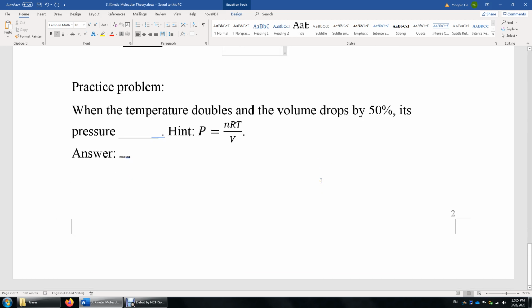Now finally, the practice problem for you to work on. When the temperature of a gas doubles, so this T doubles, and the volume drops by 50%, how does the pressure of the gas change? The answer is in font size 2.